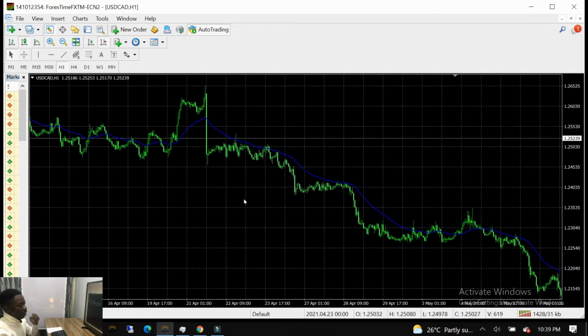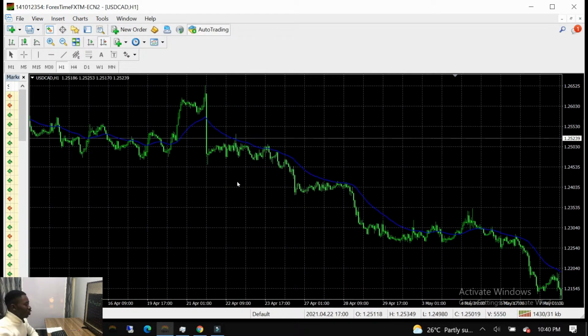Now let me explain to you again so you understand the strategy. There are 3 conditions you have to take note of. The first condition is anytime the candle closes below the exponential moving average. Then we are getting ready for a sell trade. But before you can enter for the sell trade, wait for the second condition to happen.